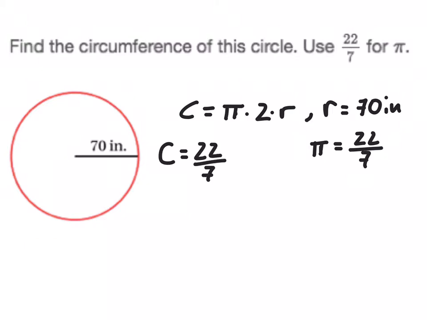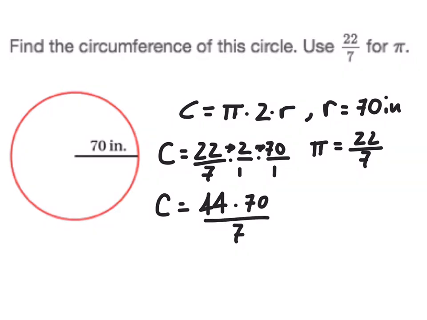All right, times 2 over 1 times 70 over 1. Okay, now let's go ahead and just multiply our numerators together. So I've got 22 times 2, that's going to give me 44 times 70, and then this is all going to be over 7, because if I take 7 times 1 and 1, I'm just going to get 7. So 44 times 70, that's going to give me about 3,080.